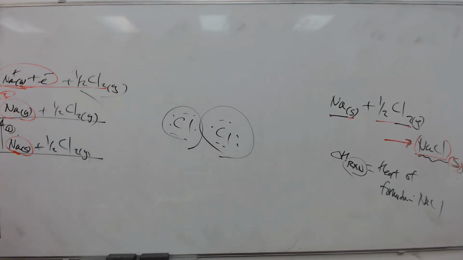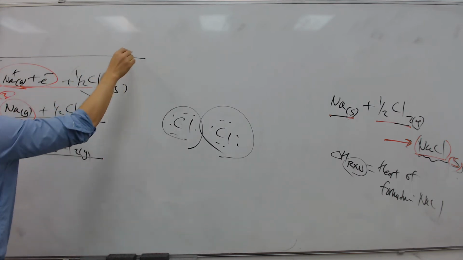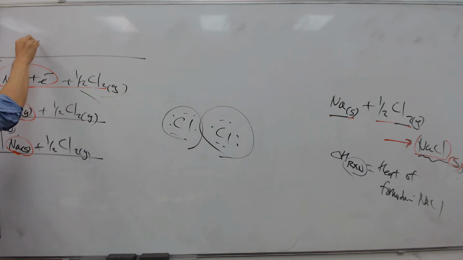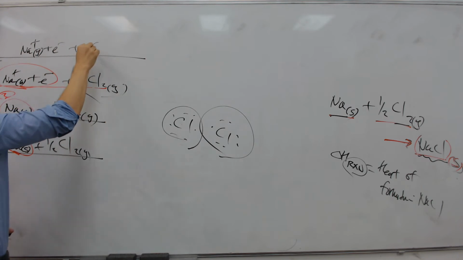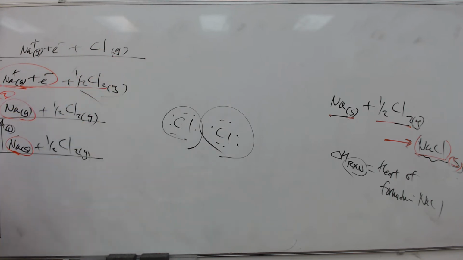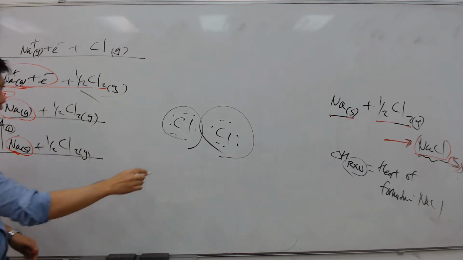We turn them into chlorine atoms. So basically what I'm doing now is, the next process, I have Na+, which I'm not doing anything with anymore, plus electron, and now it turns into a Cl gas atom. It's not Cl2 anymore. So process 3 is breaking a bond between the Cl2.